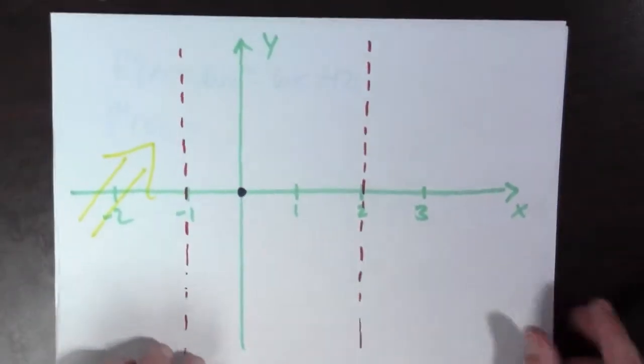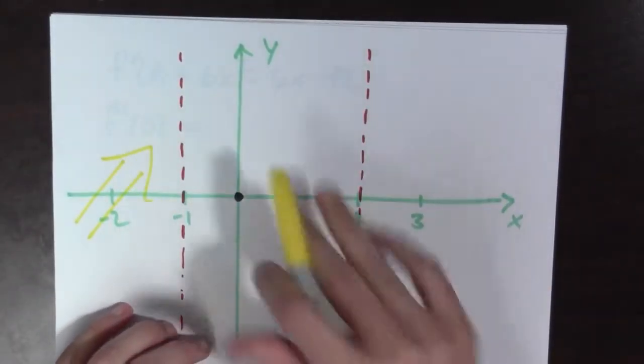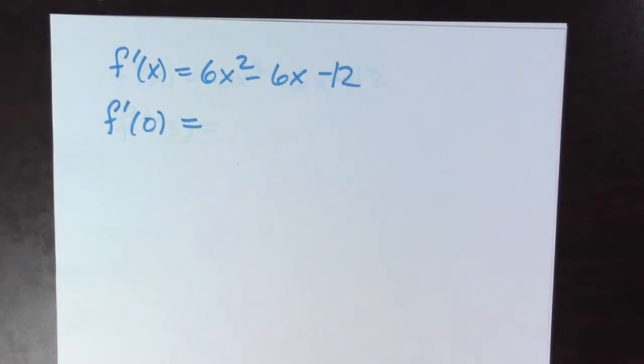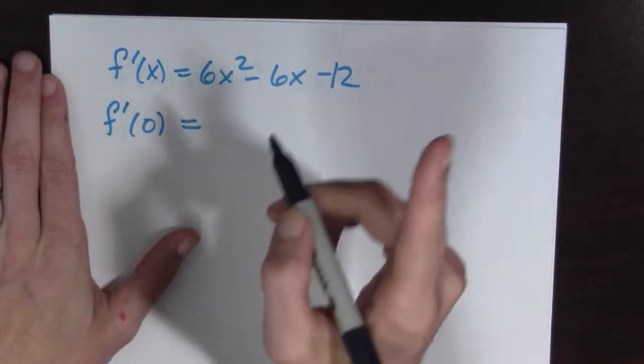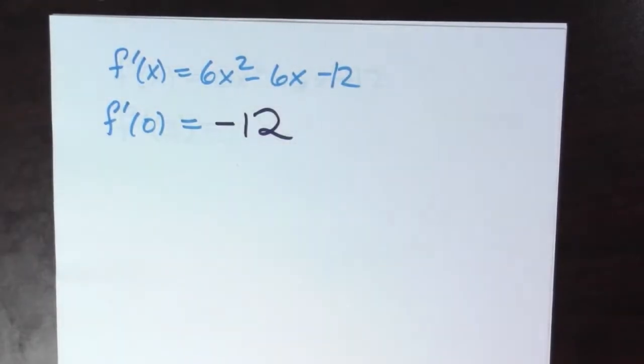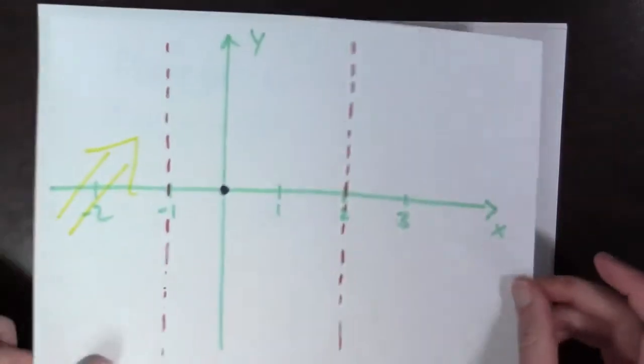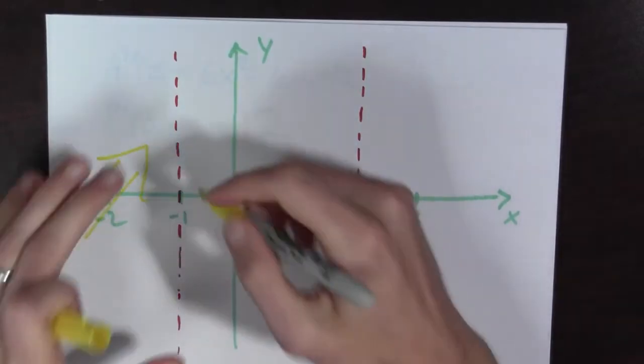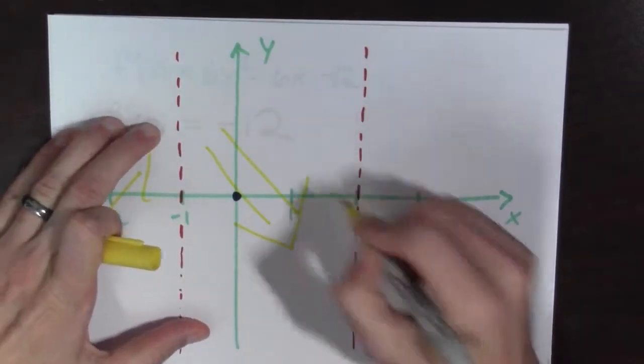So now we're going to check another point. We're going to check 0, because that's an easy point to check, and it's between the two critical points. So f prime of 0 is equal to negative 12. I don't even need to do any calculations there. And so it's negative, which means the function is decreasing here.